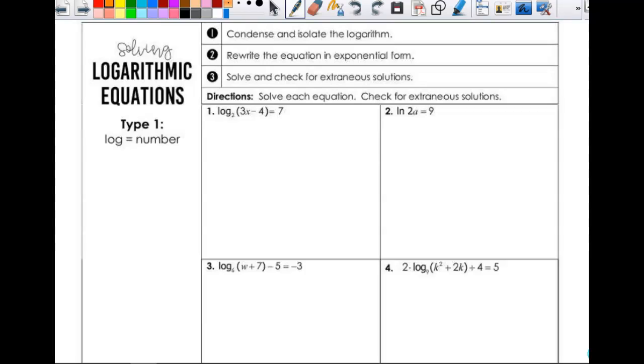So if we have the first type, which is just a log equals a number, our general steps here are to condense, which is what your quiz was just over, and isolate the logarithm, so it has to be by itself. Then we're going to rewrite it in exponential form, and then we'll be able to solve. But it also says check for extraneous solutions, because just because we get answers for x doesn't mean that they're actually going to be viable numbers, because the parent function for any log has an asymptote at x equals 0, right?